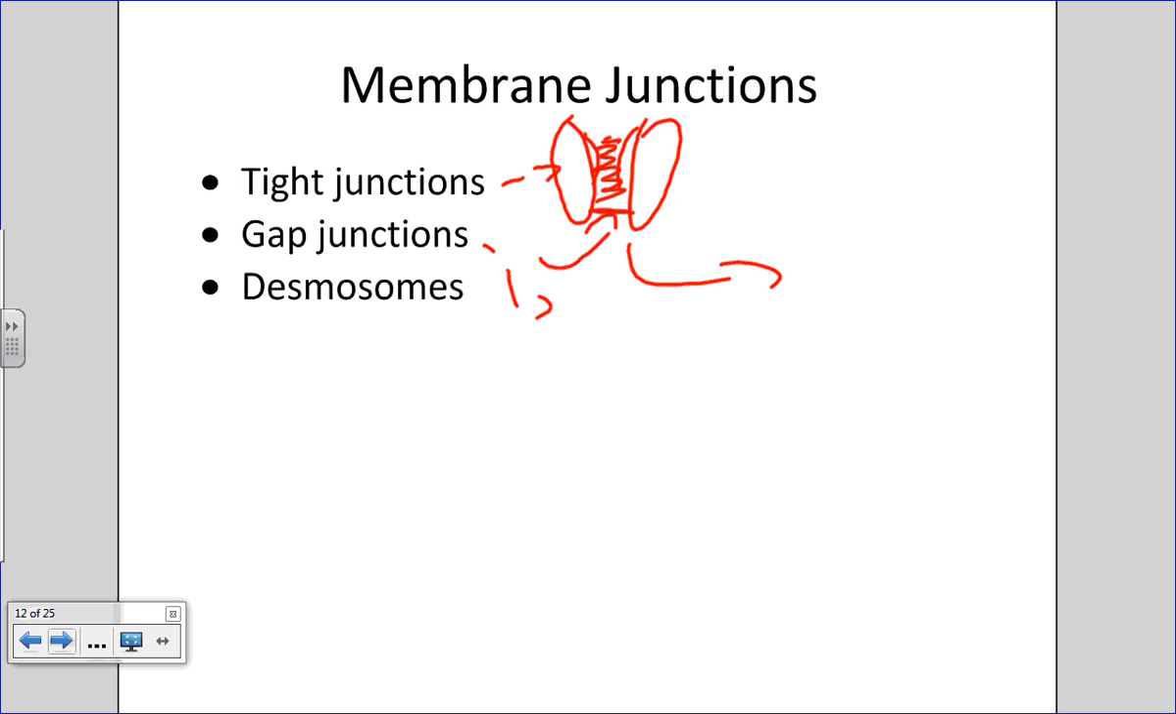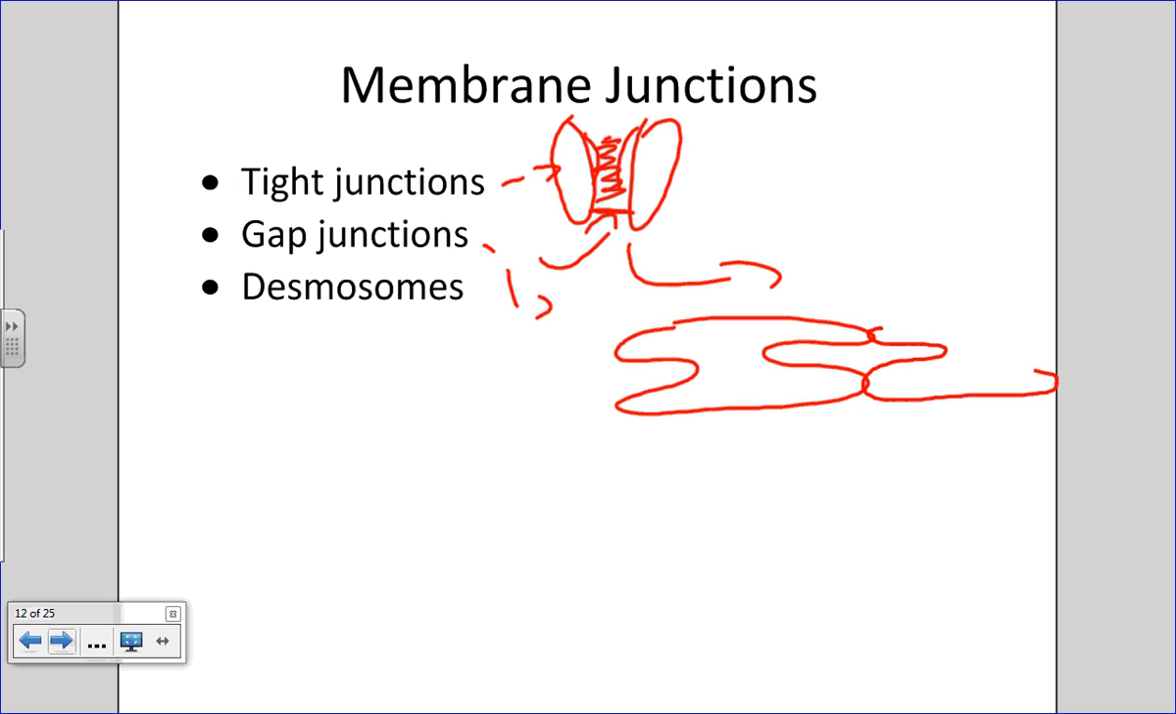Gap junctions are found where there are some cells of the body that have a lot of space in between them, but at the same time need to communicate with each other. So gap junctions bridge the gap between the spacing of cells and allow them to communicate more effectively. And you're going to find this with cardiac muscle cells, okay? Because cardiac muscle cells are not as tightly packed as skeletal muscle cells. And we still need these to communicate at a rapid rate, all right?